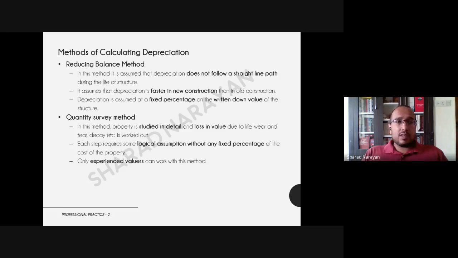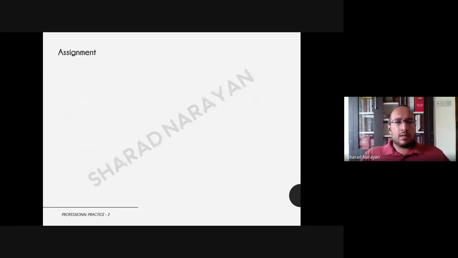In a similar manner, your tiling, your paint, your plaster, all of these things can be considered as separate entities which have separate quantities. And based upon that quantity survey, you will be calculating the depreciation of the entire structure. Okay. I hope that is clear so far. So, anyways, we will move on. We will close this session for today.